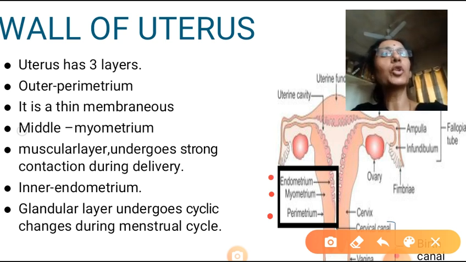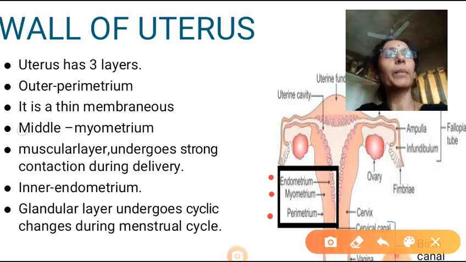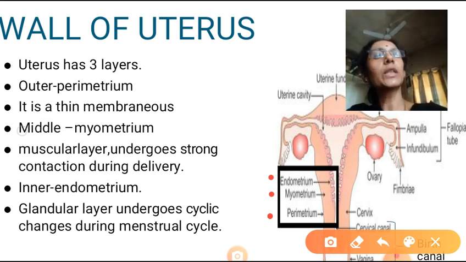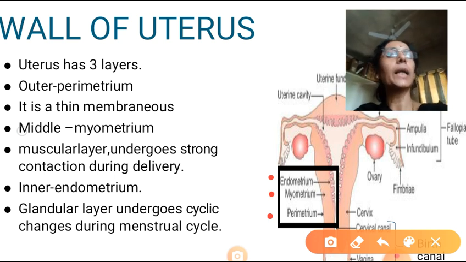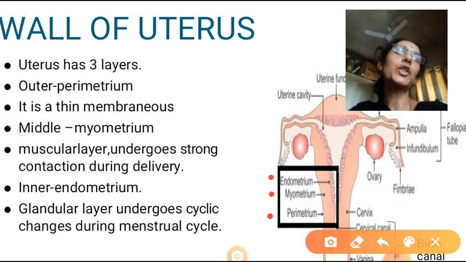And the innermost layer is called the endometrium. Endo means inner. Here can you see the glands? This layer is glandular in nature. It undergoes cyclic changes during the menstrual cycle.